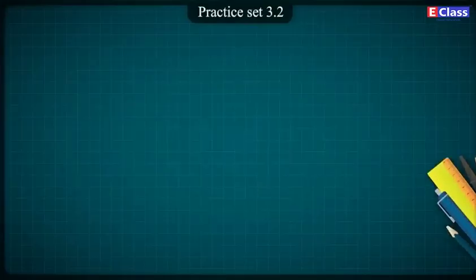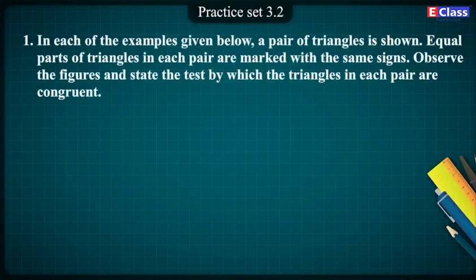Practice set 3.2. Question number 1. In each of the examples given below, a pair of triangles is shown. Equal parts of triangles in each pair are marked with the same signs. Observe the figures and state the test by which the triangles in each pair are congruent.